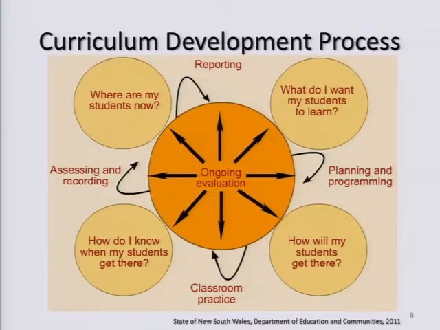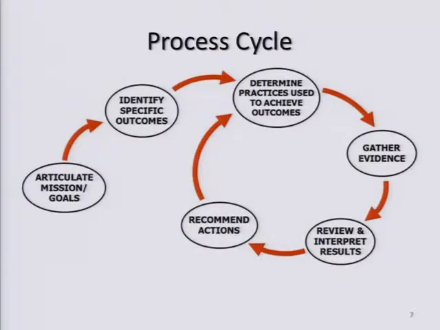Well, how do we do that within the academic framework? We're going to do this thing called the process cycle. First, we articulate the mission and goals of the institution and then identify the specific outcomes that we want from that. Those are extraneous or outside of the cycle of improvement.